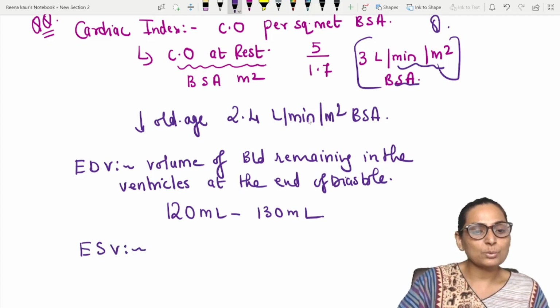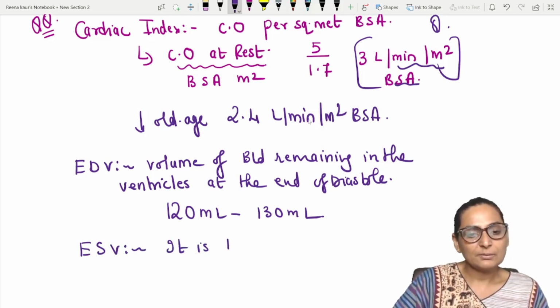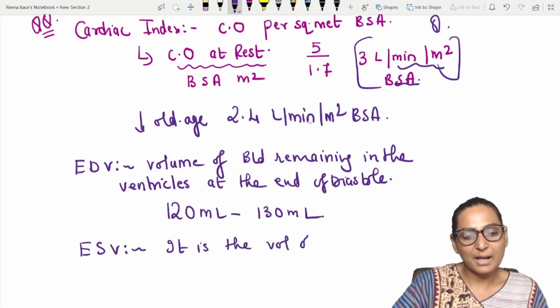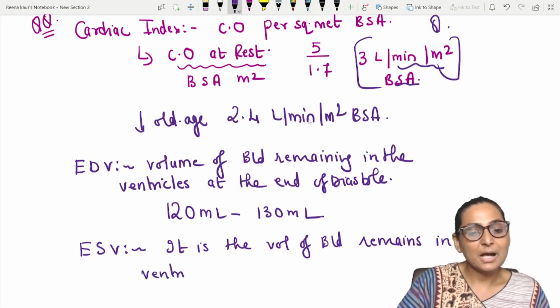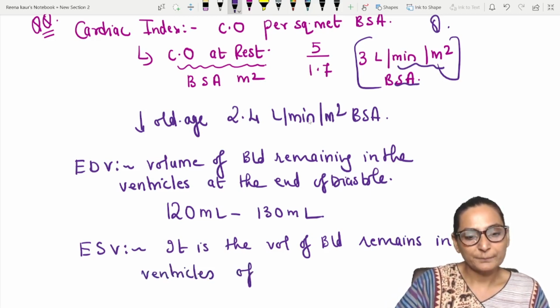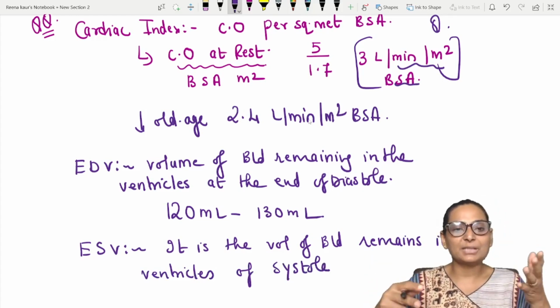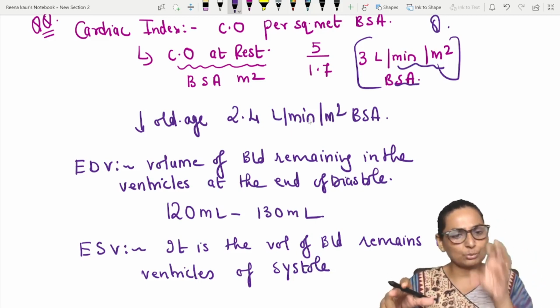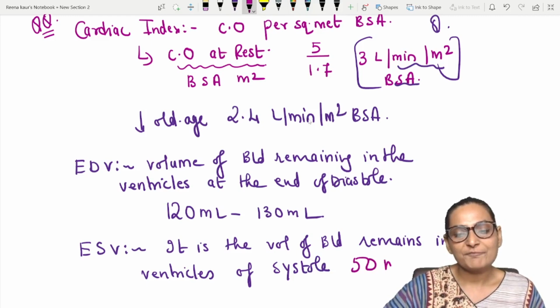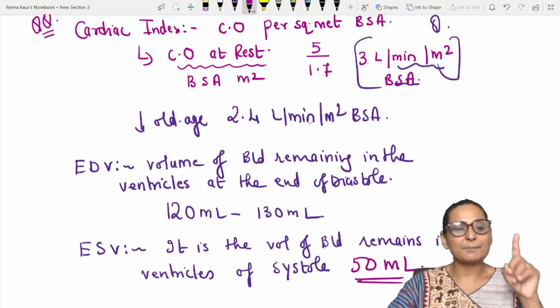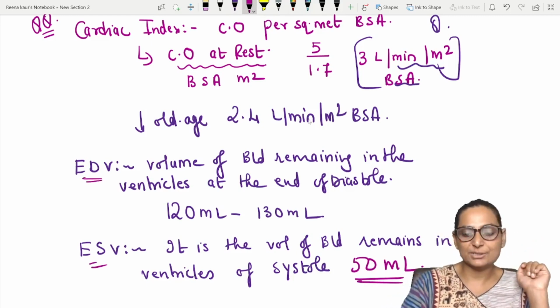What is end systolic volume? It is the volume of blood which remains in the ventricles after systole. After systole, that means आइसोवॉल्यूमेट्रिक contraction के बाद क्या हुआ? Ejection. So ejection के बाद जितना थोड़ा सा blood volume will be remaining, and that blood volume is just around 50 ml. So this comes your end diastolic volume, end systolic volume.